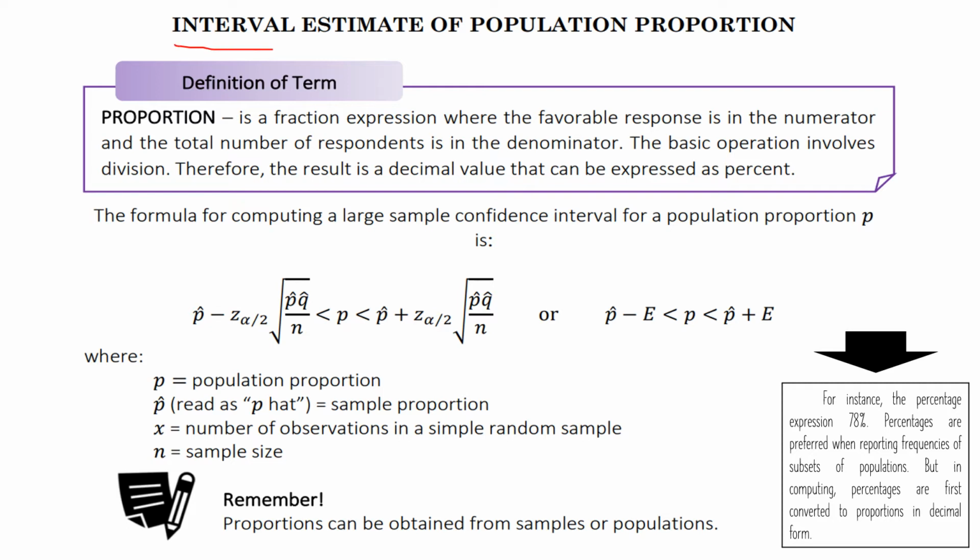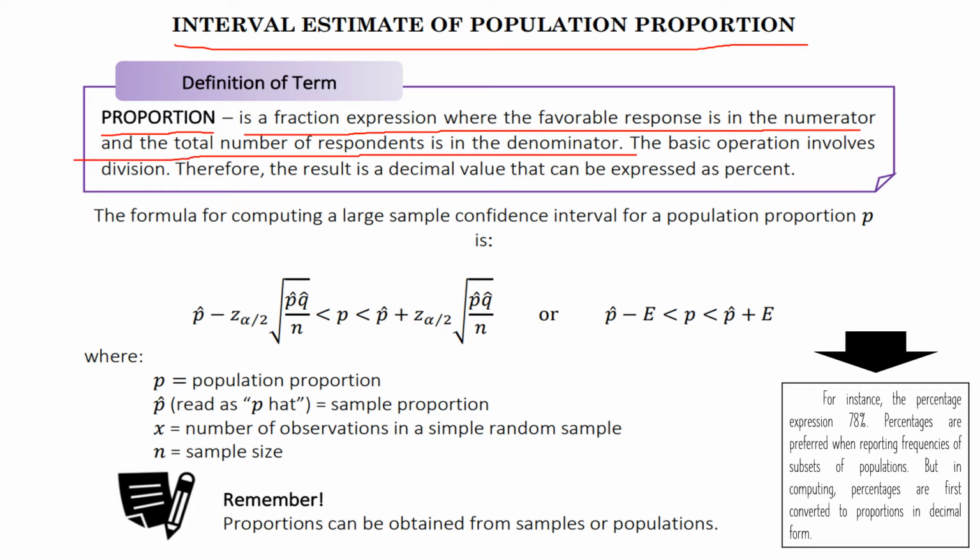Now, for the interval estimate of the population proportion, let's deal first with the definition of what is a proportion. Proportion is a fraction expression where the favorable response is in the numerator and the total number of respondents is in the denominator. So the basic operation involves division. Therefore, the result is a decimal value that can be expressed as percent. So it can be in percent or it can be in decimal.